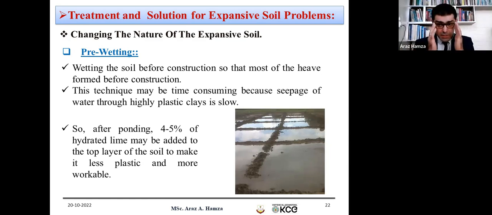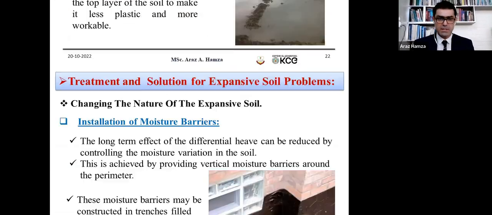But in some cases, we can add 4 to 5% of hydrated lime in order to speed up the reactions, and the soil starts heaving. Then you construct the project on this already heaved soil, so it cannot put pressure on your project. This is another method that is used, named ponding or pre-wetting.